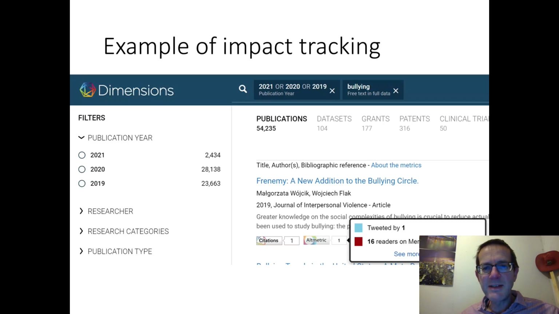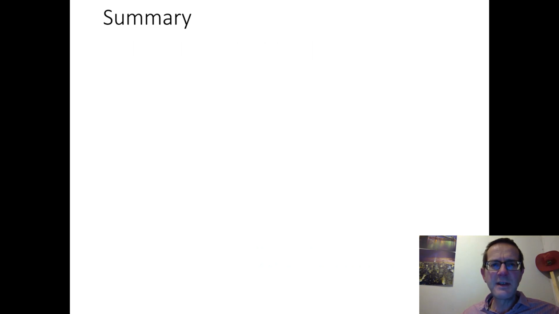So, for example, here is a paper in Dimensions that was recently published, and I've clicked on the altmetric button and it's telling me that it's been tweeted. One person tweeted it, and 16 people have added it to their reference manager, Mendeley. So although it's only got one citation, it's got at least 16 different people that have expressed some interest in it by adding it to Mendeley. I think that's a good sign for this article. And you could mention that on your CV if you wanted to justify the impact of your research.